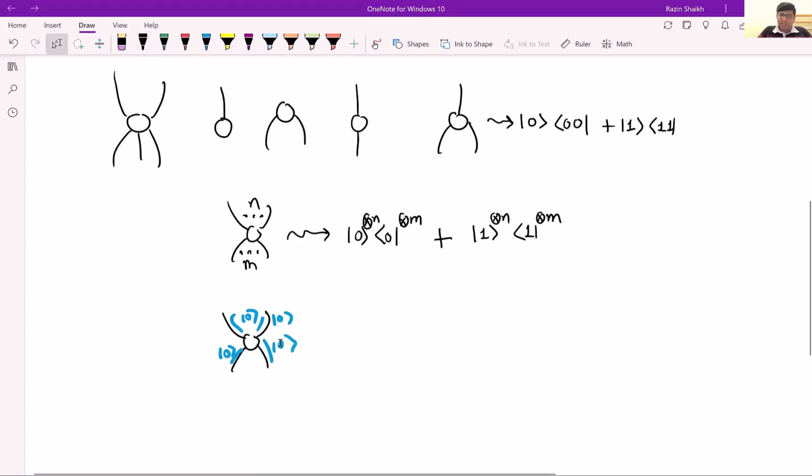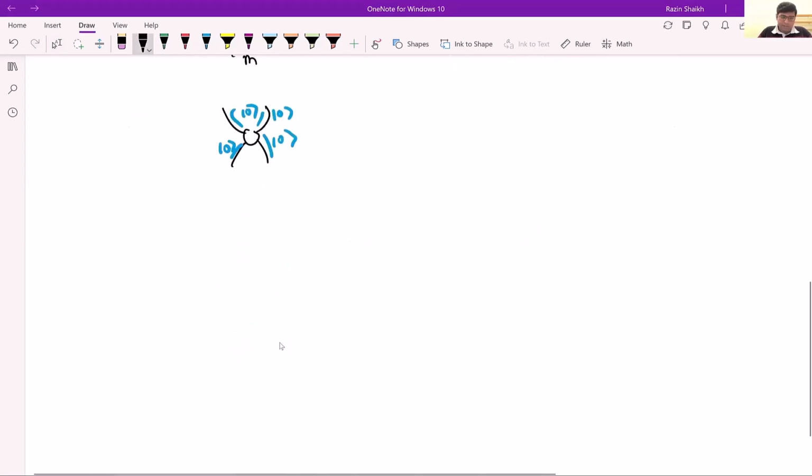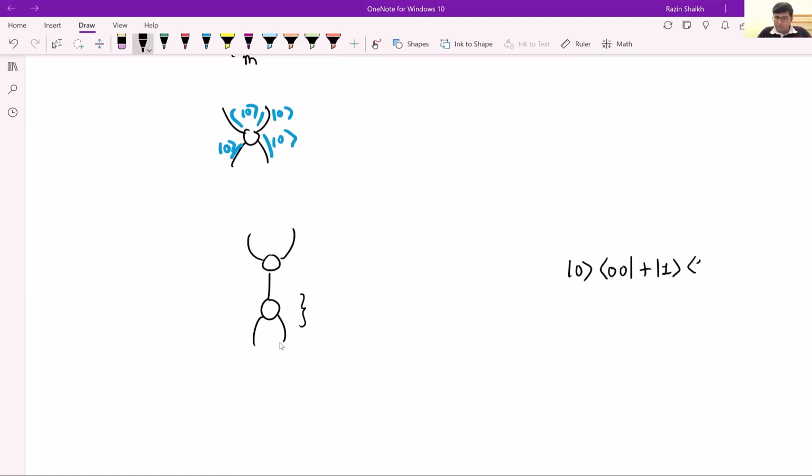Now, suppose we have 2 spiders. I'm going to draw it like this. Let's say I have 2 spiders, one with 2 inputs and 1 output, and the other with 1 input and 2 outputs. So what will happen if I connect them like this? Well, we can compute this using the bracket notation. For this bottom one, I can translate it into brackets like this. So it's 0, 0, 0, plus 1, 1, 1.